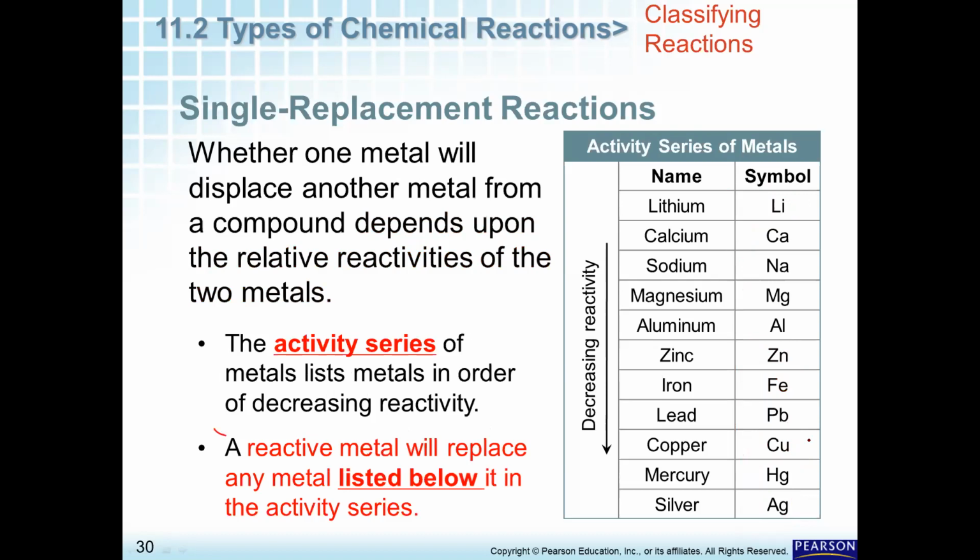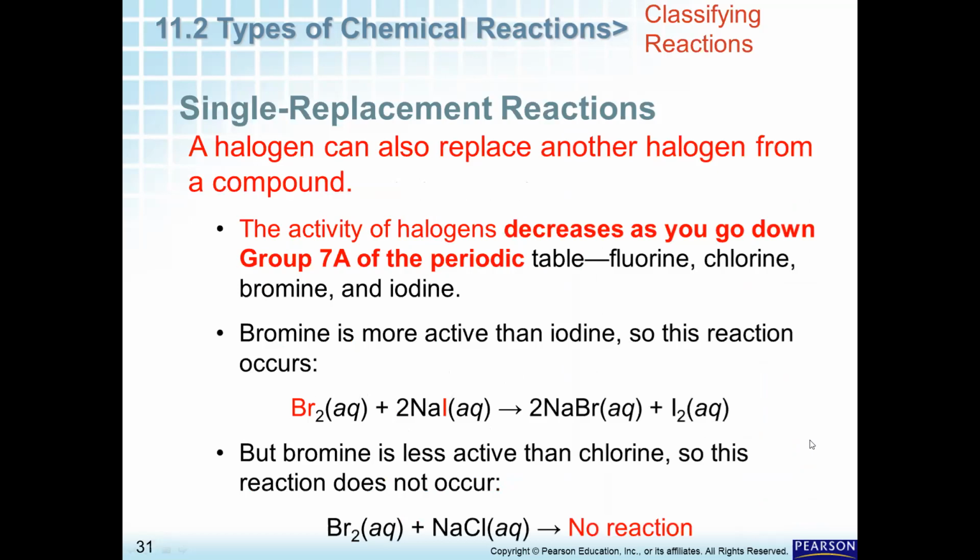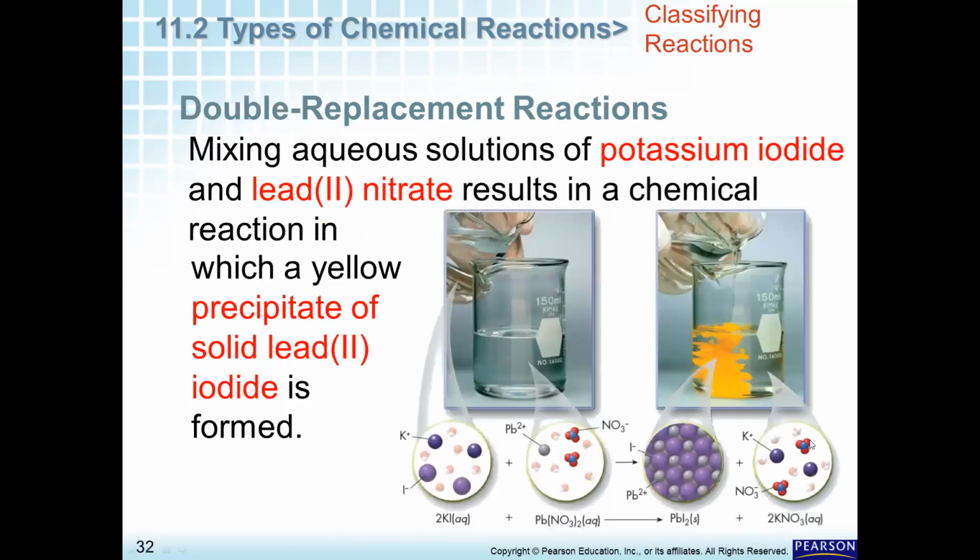A reactive metal will replace any metal listed below it in the activity series. As I said, lithium can replace all of them. Silver cannot replace any of them because it's the lowest in the activity series. This is about the halogens. As I said, Br2 with NaCl, no reaction, while Br2 with NaI, it will react because bromine is above iodine, while here bromine is below chlorine, and that's why it doesn't happen.